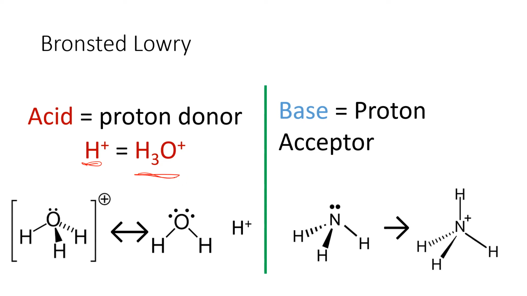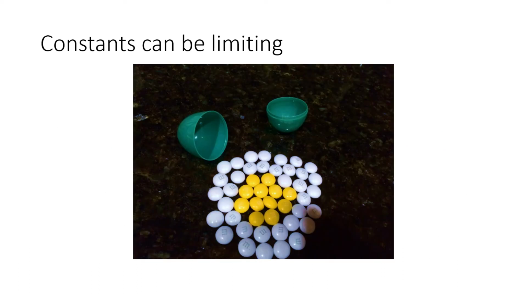So instead of saying acids have H plus, Bronsted-Lowry said acids have H3O plus, and they defined bases as a proton acceptor. So it wasn't just limited to OH minus. Now anything that had a lone pair that could accept that H plus hanging around is considered a base. And that allows for a better understanding of those weak bases that we were talking about, the amines and such.